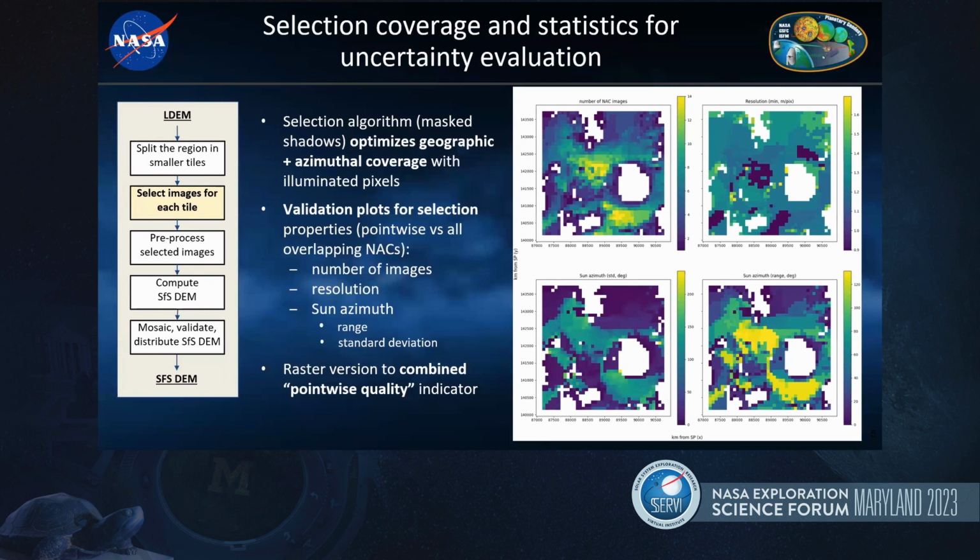Some of them are here on the right. For example, the number of images at each location in the target region with our chosen subset, the resolution, and also the spread of illumination angles provided by our choice of images. And this also sets our expectations on the local quality of the resulting DEM that we will get.